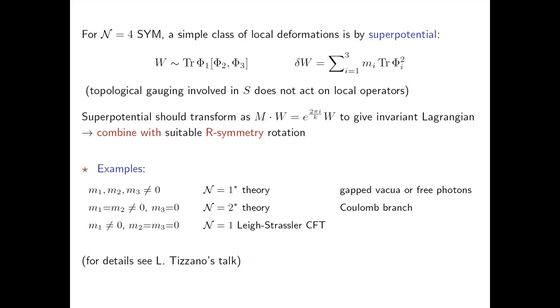For instance, in some examples, in the N=1* theory, this is a theory with gapped vacua or free photons. One can obtain the N=2* theory. This is an N=2 theory, so there is a Coulomb branch. Or giving mass to just one of them, one obtains the Leigh-Strassler CFT. So this is an N=1 CFT.